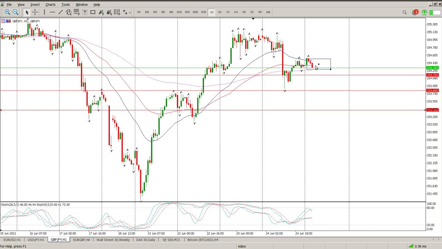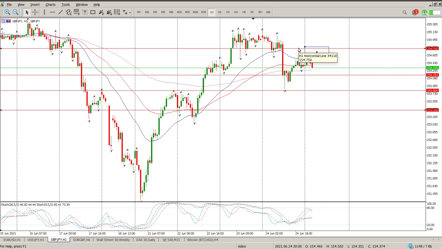Sometimes pullbacks don't happen, and then you're looking for a move equal to the height of that opening range. And at the moment, that would be a downside move by the looks of things. But that way, if you do get a break to the upside, then you're looking for something up here. Another retest into this area here of 154.758. So that's kind of the view that I would look at this. It's the only way I'm going to trade that.